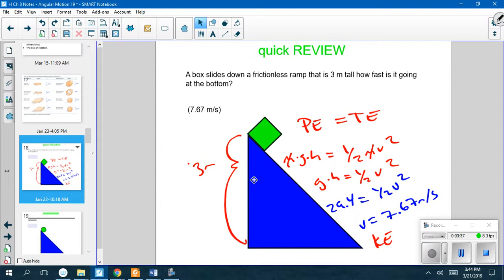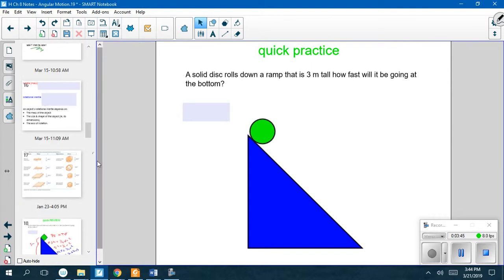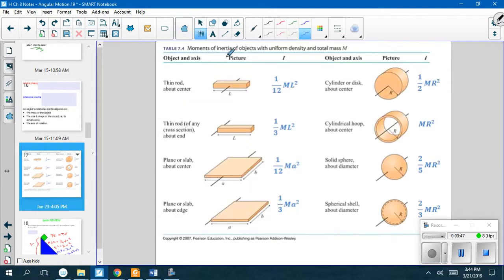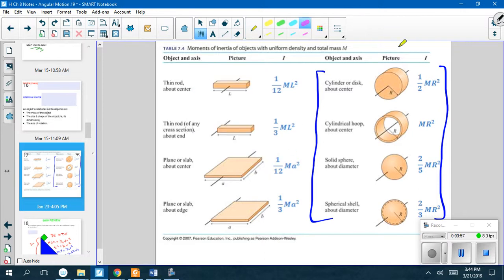Now let's look at this other style, where we're actually rolling. What we have here is a solid disk. When something is rolling, we're looking at this stuff over here. You might notice on these objects, this is how we find I. This is on the back of your equation sheet, and it's listed in your notes, and you've probably seen it a million times. Each one of these formulas tells us what I is equal to.